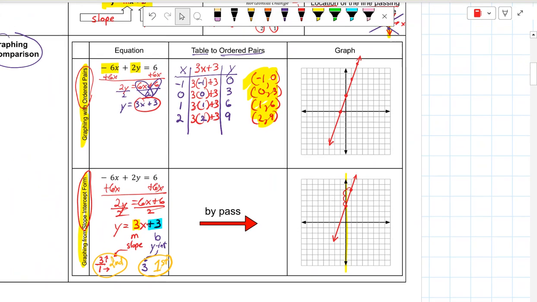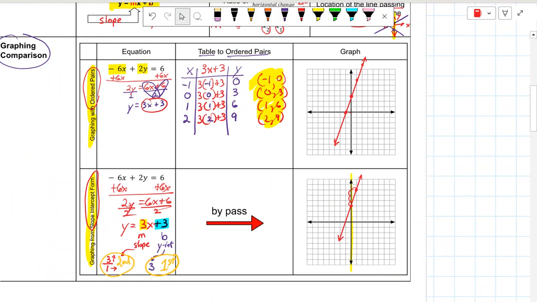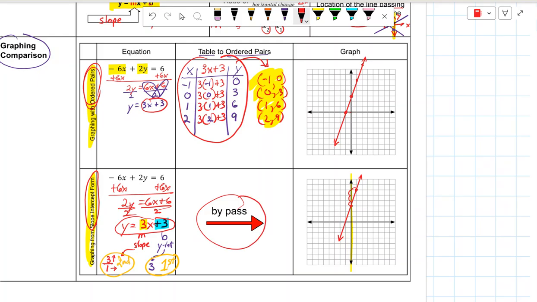And if you compare both lines, they are exactly the same line. So you can see there's one way that takes quite a bit of work, which is making ordered pairs. You got to make tables, then you got to make ordered pairs, then you got to graph them. However, in contrast, we just made this into slope-intercept form, and it gives us the tools we need to go immediately to the graph, and so we get to bypass all the tables and ordered pairs. So that's what we're going to be practicing today, is how to graph from slope-intercept form.